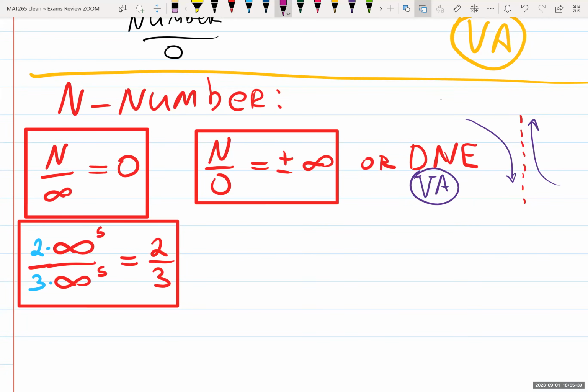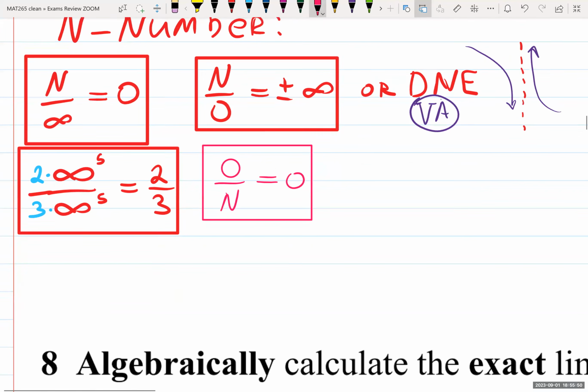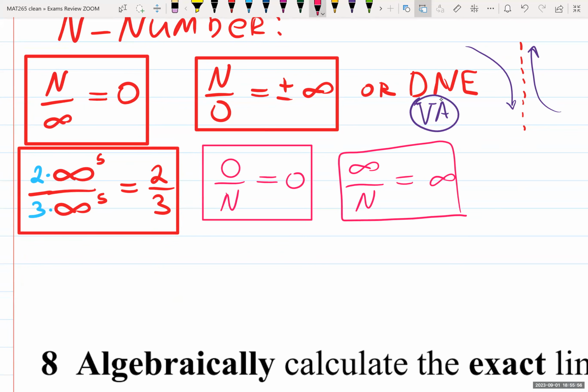Finally, two which are not that interesting. If you have 0 over a number, well, guess what? 0 over a number is 0. There's nothing scary here. Like 0 over 5 is 0. And if you have infinity over a number, that's infinity. If you have an explosion of a supernova divided by 3, guess what? It's still going to be an explosion of a supernova. So that makes sense as well.